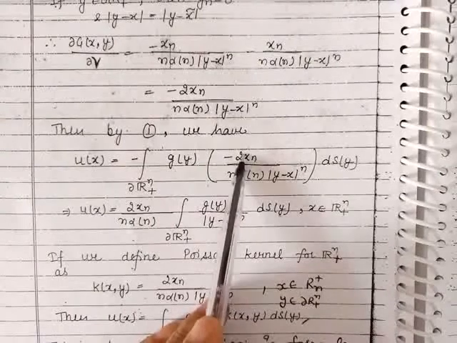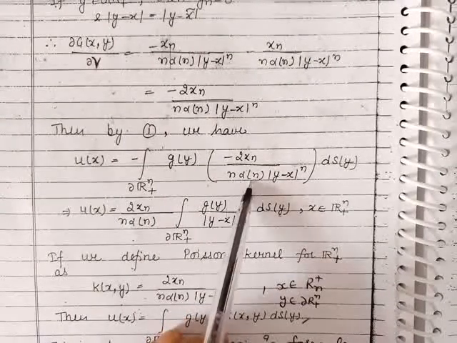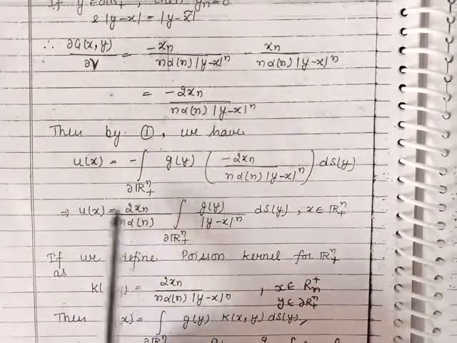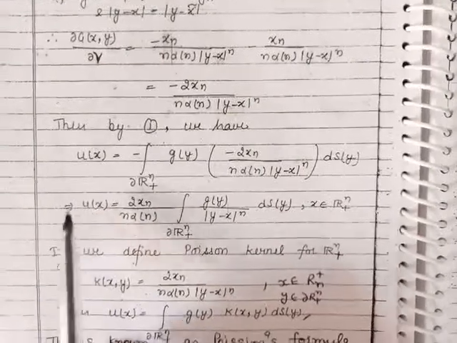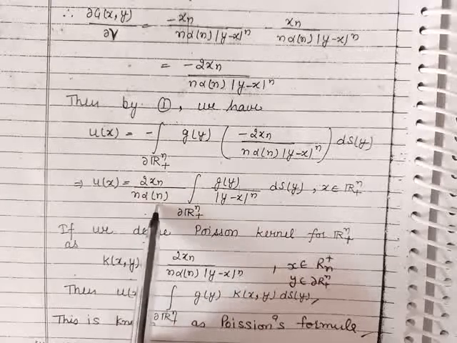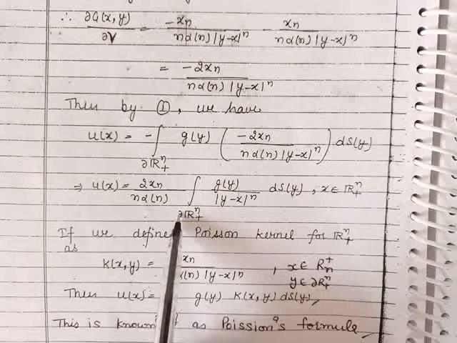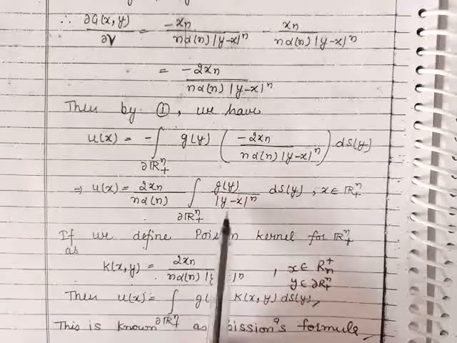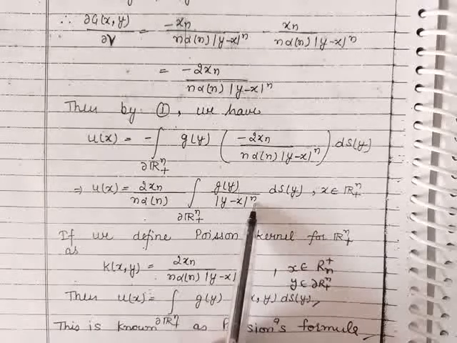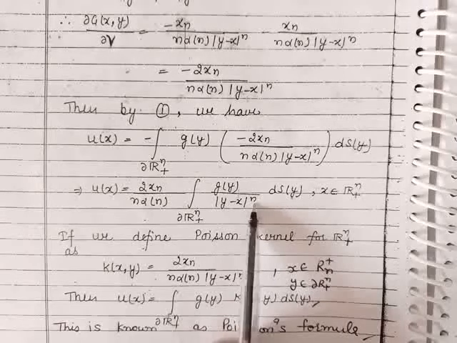These terms 2xn and alpha n are independent of y, so we can take these terms out of the integral sign. So the value of function u can be written as 2xn upon n alpha n, integral over the boundary of the half space of the function g(y) upon |y minus x| raised to the power n. Here x belongs to the open upper half space.